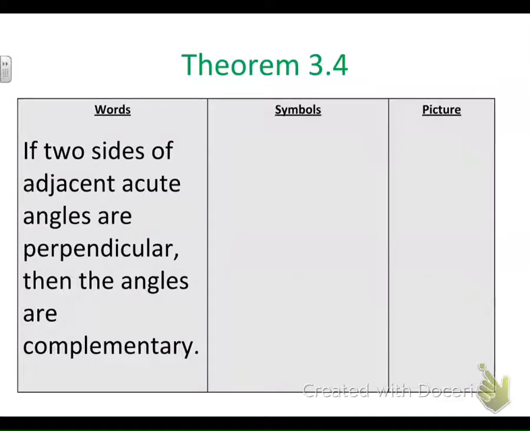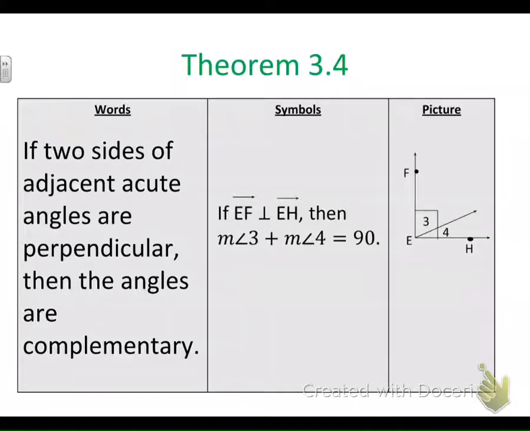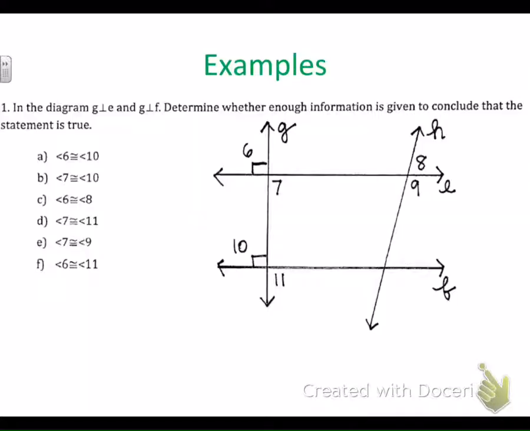Theorem 3.4 states that if two sides of adjacent acute angles are perpendicular, then the angles are complementary. Complementary means it adds up to 90 degrees. So if ray EF is perpendicular to ray EH, then the measure of angle 3 plus the measure of angle 4 is equal to 90 degrees. And there's the picture.